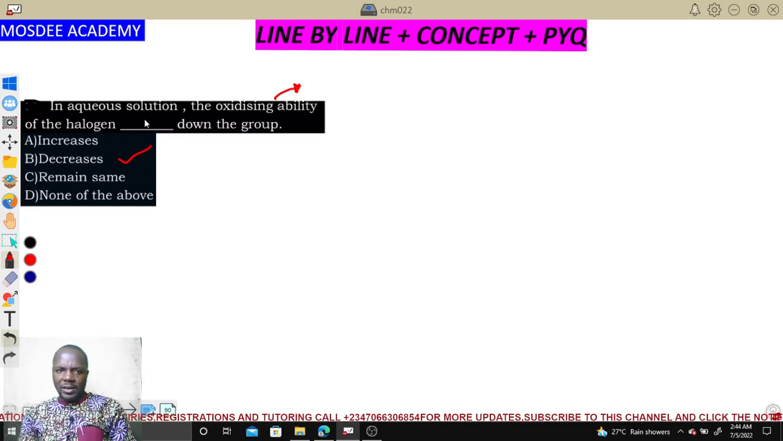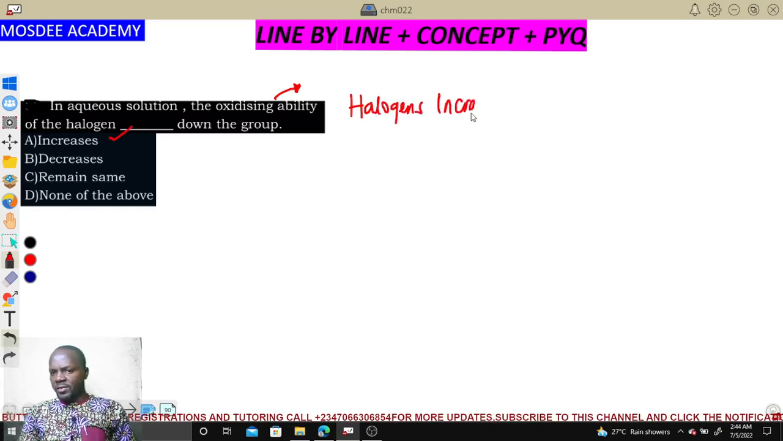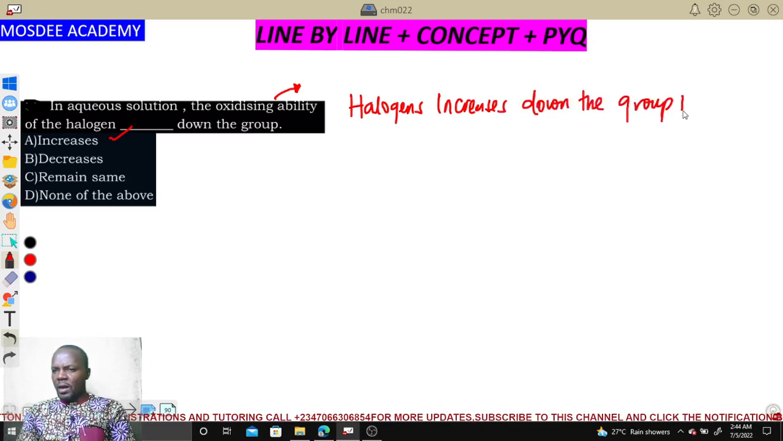Let's take an instance to see in aqueous solution. If I add water to it, the answer should be increase. Sorry about that, it is increased. Let me help you write it in language form: halogen reactivity increases down the group in aqueous solution.